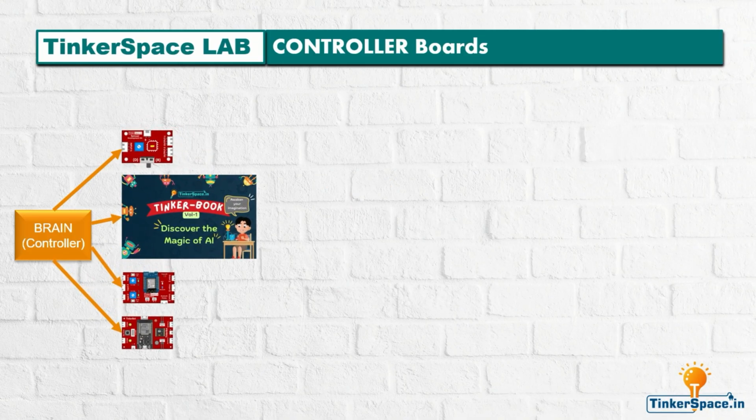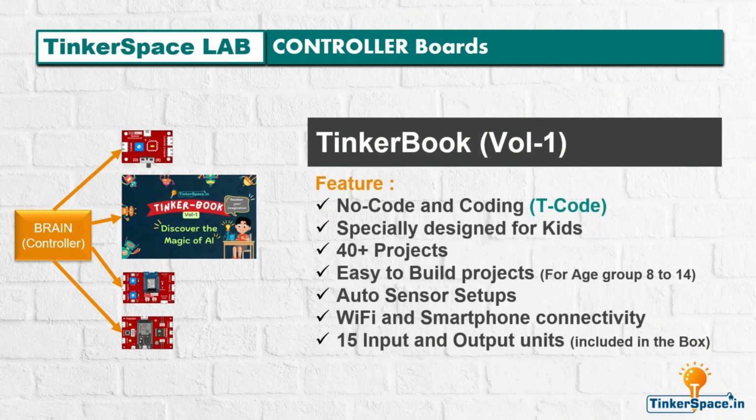Next comes the Tinker Book, a controller in the form of a book. This controller board is specially designed for kids where we can make more than 40 projects including 20 no-code projects and 20 projects that involve coding. And the coding can be done using the T-Code platform. This development board is recommended for the age group of 8 to 14 and it is very easy to build the models using this controller board.